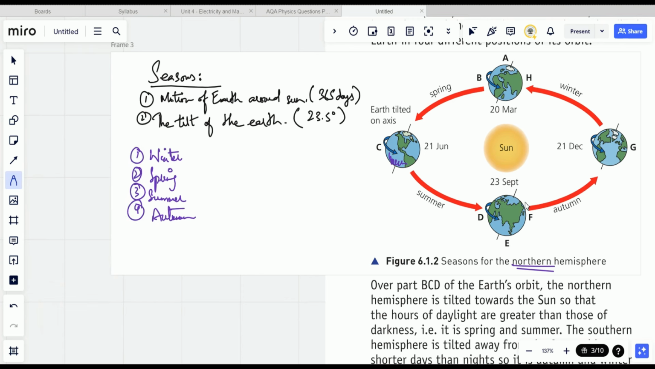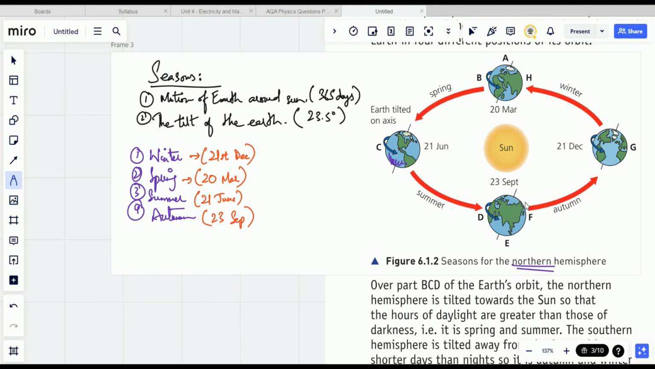So it starts from December usually. When does the spring start? It starts from 20th March. What about summer? 21st June. And autumn begins from 23rd September.